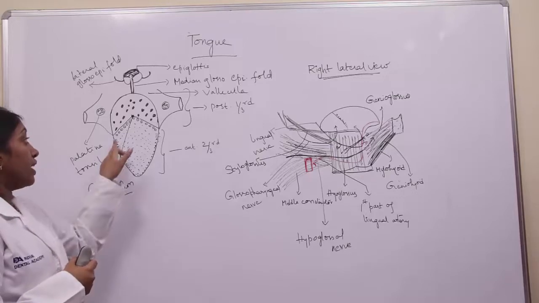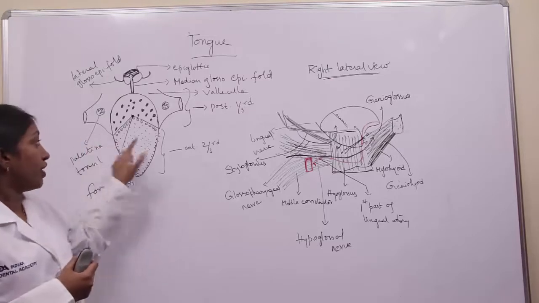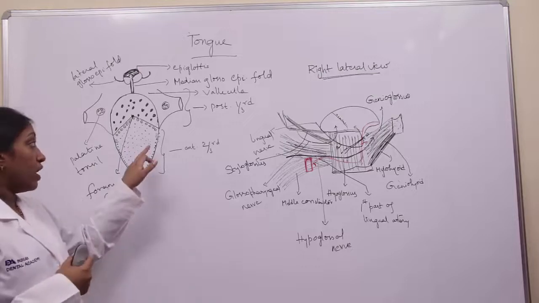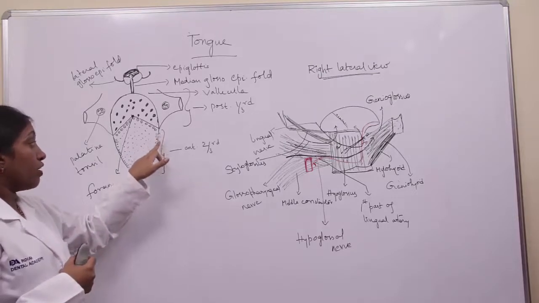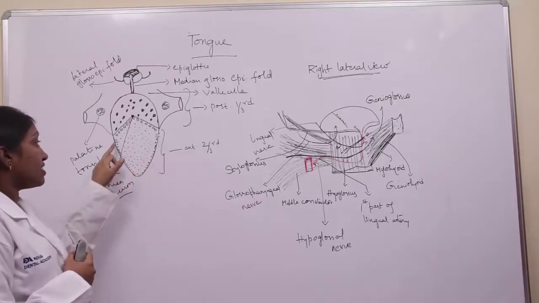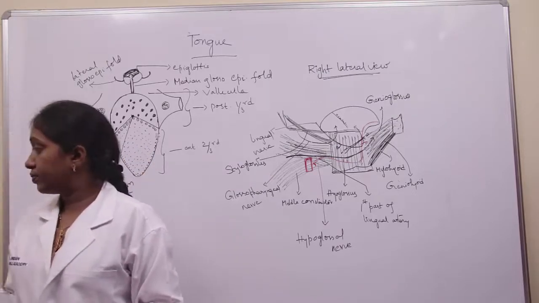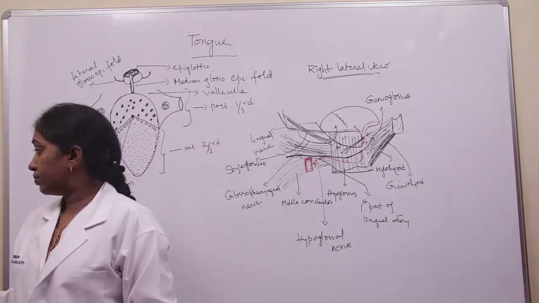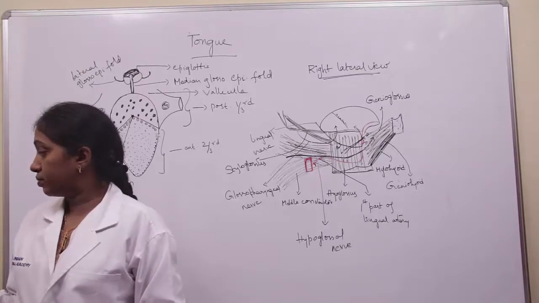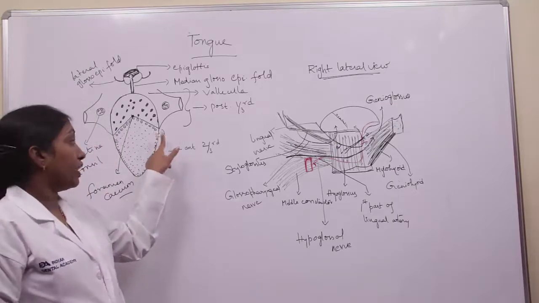And next, the foliate papillae are situated at the lateral margins of the tongue, just in front of the sulcus terminalis. These foliate papillae also contain taste buds. And coming to the fungiform papillae, they are situated at the lateral margins of the tongue. You can see the papillae here. The foliate papillae are nothing but vertical mucous folds.